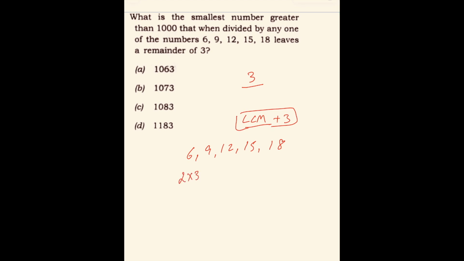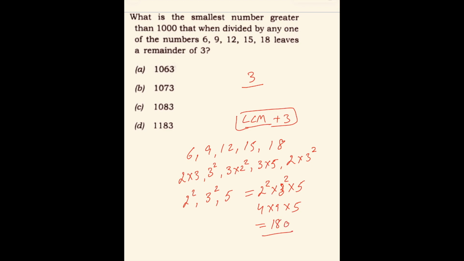6 can be written as 2 into 3, 9 can be written as 3 square, 12 can be written as 3 into 2 square, 15 can be written as 3 into 5 and 18 can be written as 2 into 3 square. So what is the largest power of 2 available? 2 square. What is the largest power of 3? That is 3 square. And the largest power of 5? 5 only, that is 1. So we get 2 square into 3 square into 5, that is 4 into 9 into 5, that is 180.